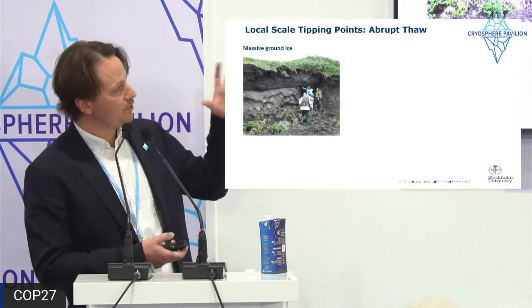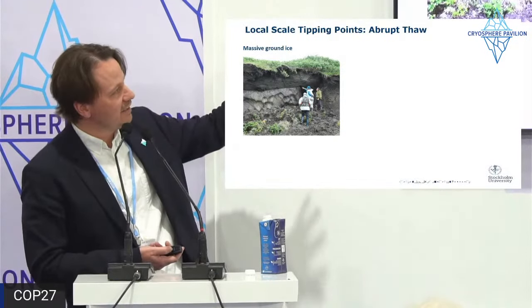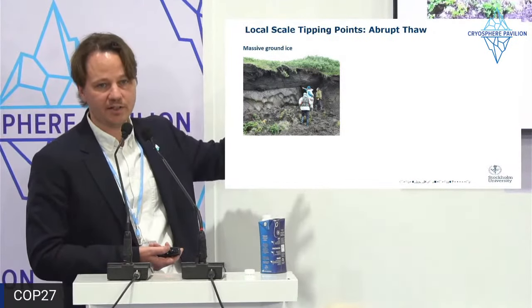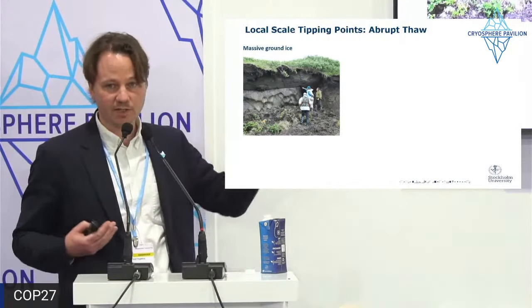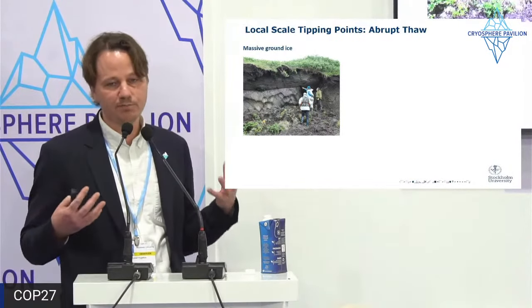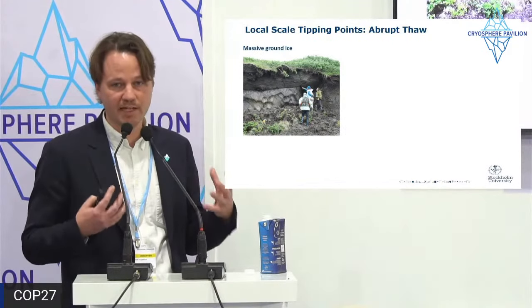And abrupt thaw processes, so we see an example here, there are some people contemplating the upper corner of a massive ice wedge in the Siberian tundra in this case. This pure ice is in the soil, it's roughly 10 meters wide and 30 meters deep. And if you look at the whole volume of the ground, it's between 50, 70, even 90% ice.